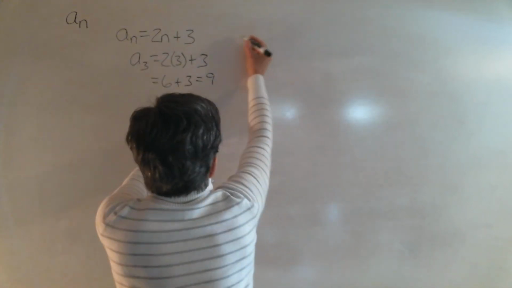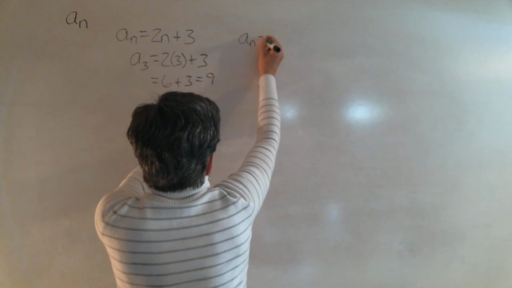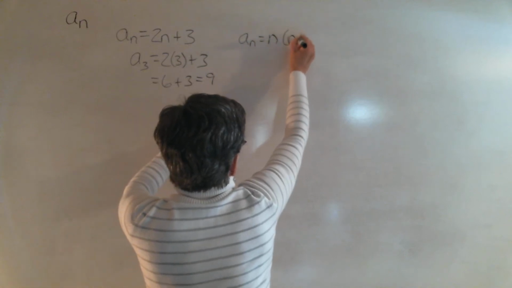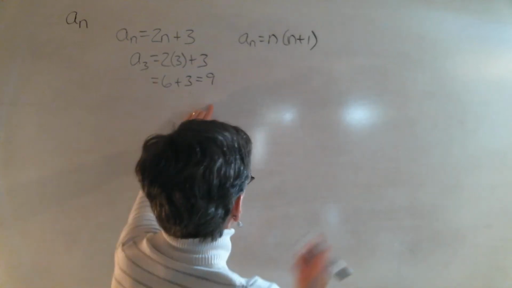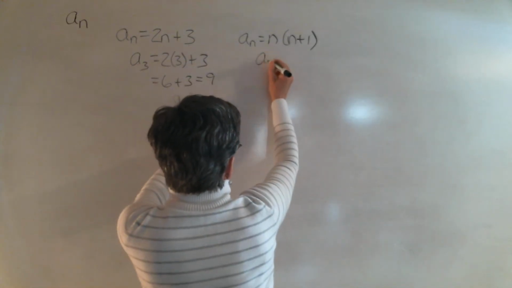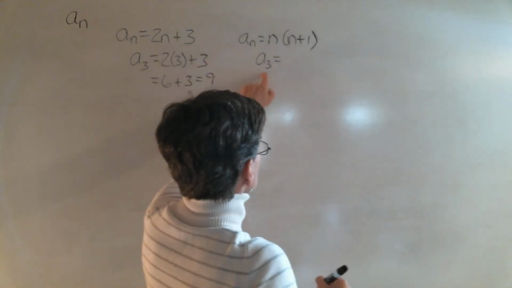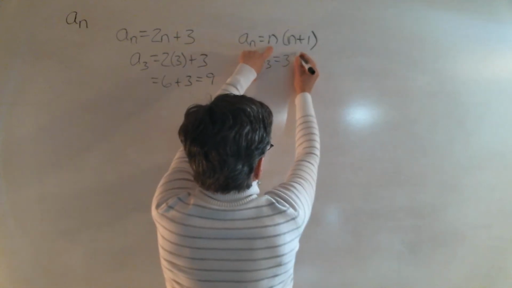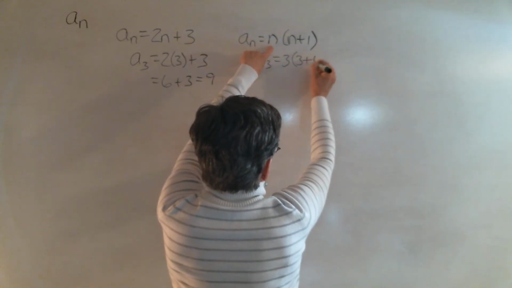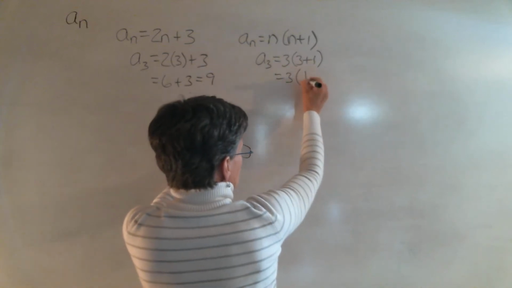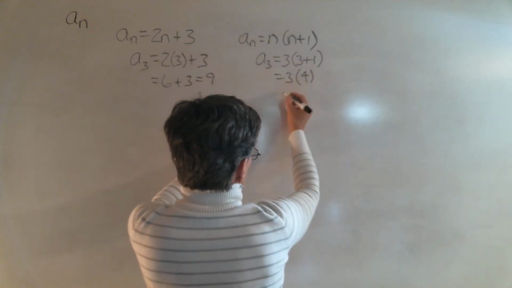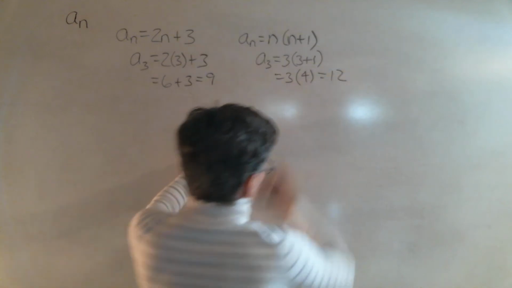Or you could say A sub n equals n times n plus 1. There's another sequence. And so the third term in this sequence is when n is 3. So I put 3 for this n and 3 for this n. And I get 3 times 3 plus 1, which is 4. And 3 times 4 is 12.